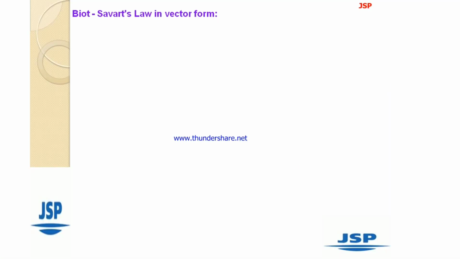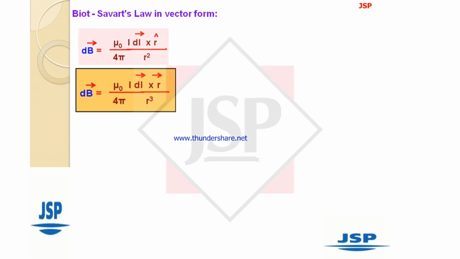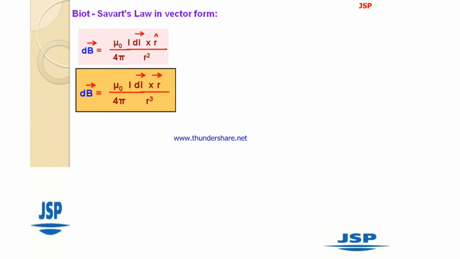Biot-Savart's law in vector form, that is, dB vector equal to mu naught by 4 pi, I dl vector cross r cap, whole divided by r squared. Or dB vector equal to mu naught by 4 pi, I dl vector cross r vector, whole divided by r cubed. Value of mu naught equal to 4 pi into 10 to the power of minus 7 Tesla meter per ampere, or Weber per meter per ampere.